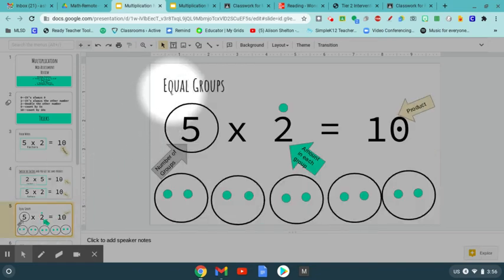We have also learned about equal groups. The first number in the multiplication equation is 5. That is how many groups there are. We have 1, 2, 3, 4, 5 groups. The second number, 2, means how many are in each group. We have 2 dots in each group. The answer or product is 10 because there are 10 green dots total.